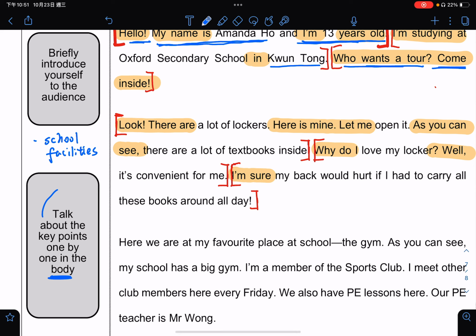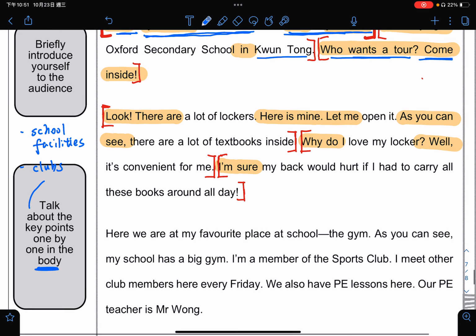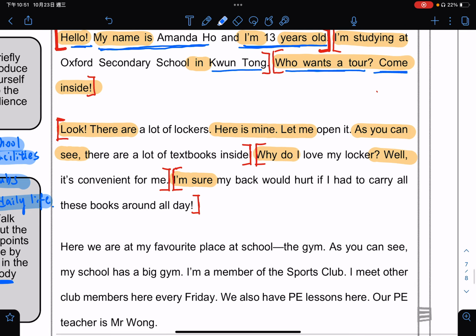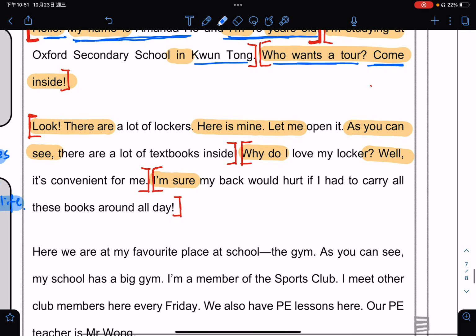Also, we would introduce our school clubs. And you can also introduce your daily life. What is life like in your secondary school? So these three things we are going to talk about. So in the second paragraph, we begin with the sentence pattern.